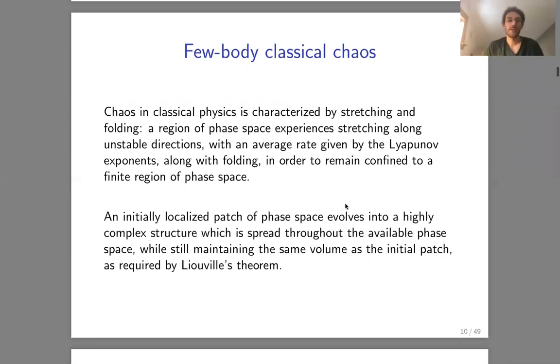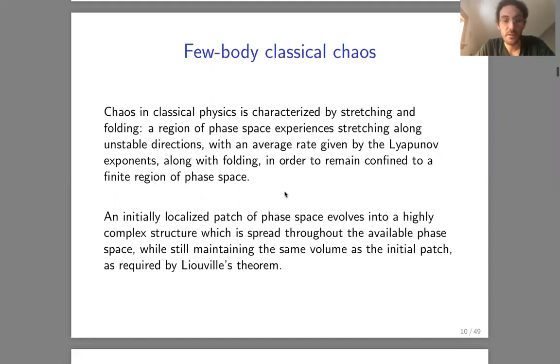Good. So going back to classical physics, chaos in classical physics is characterized by stretching and folding. That's the slogan. A region of phase space experiences stretching along unstable directions with an average rate given by the Lyapunov exponents. So it stretches, and then it experiences folding in order to remain confined to a finite region of phase space.